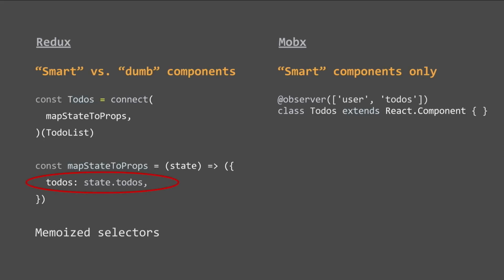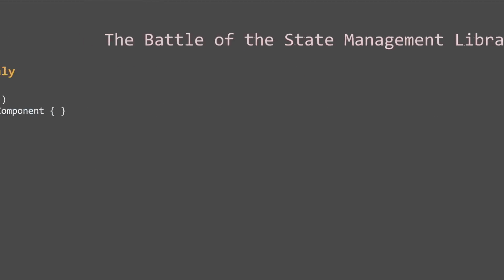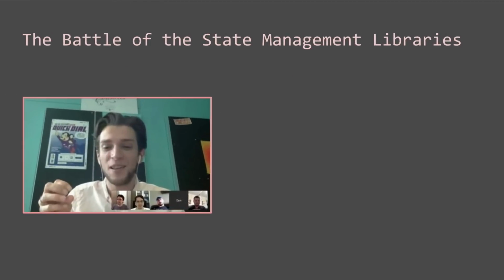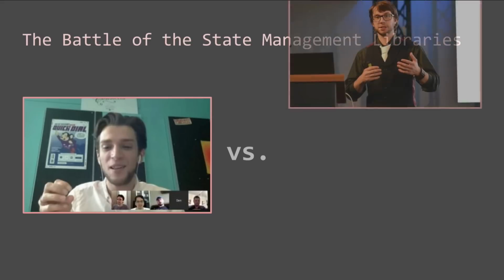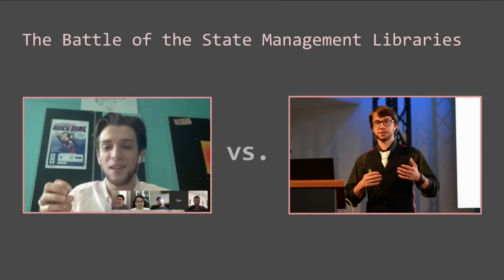Okay, so this is the fun part. We're going to do Battle of the State Management Libraries. So we have Dan Abramov on the left, and then we have Michael Westrate on the right. And what's going to happen is I'm going to go through different things. I'm going to ask you guys, if you care to shout out who you think wins in this category. So first, I'm going to start out with learning curve.